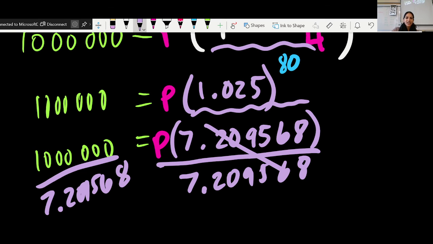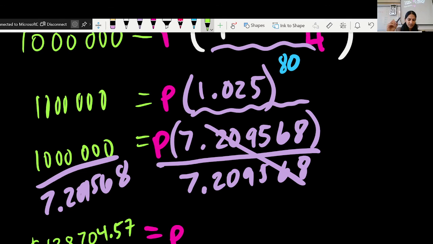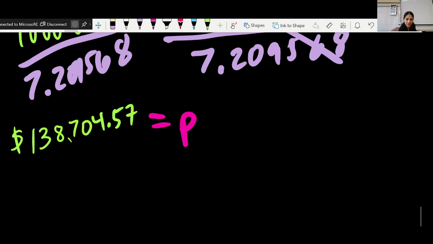So when we do that, do you see that these cancel and just leaves us with 1? That's the whole reason we even do that. So on the right side, I would just have P, and that's what I want. And on the left side, when I divide this all out, I end up with a principal value of $138,704.57. Maybe a comma there would help to put this into perspective.